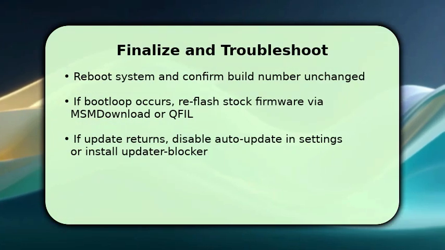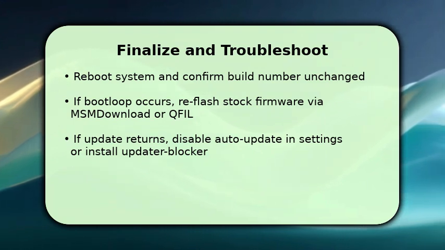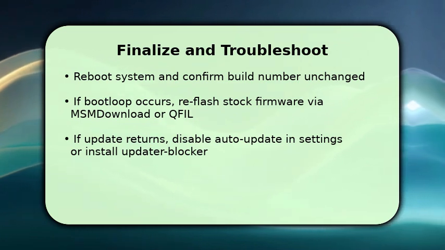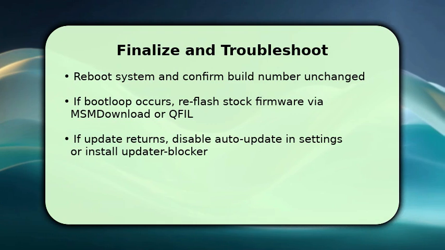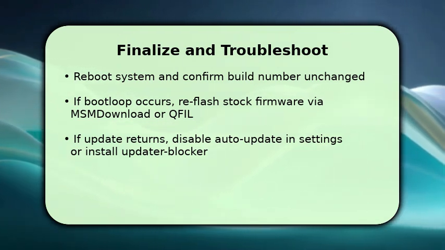Finish by rebooting the phone and verifying the build number stayed the same. This confirms the OTA was removed. If the device enters a boot loop, immediately boot recovery and restore your backup, or reflash the stock firmware with the manufacturer tool. This fixes corrupted system files.